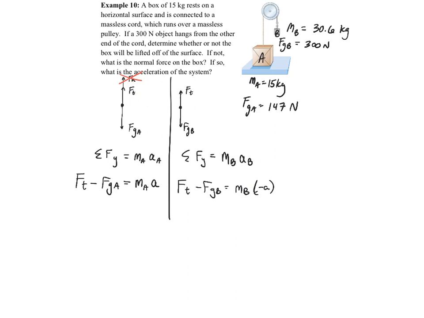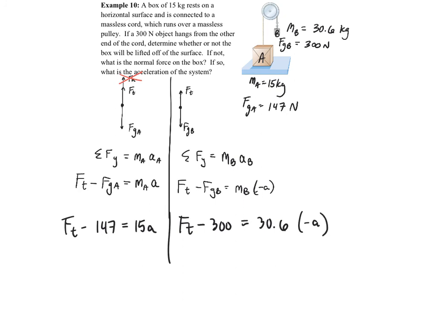Okay, so FGA we know is 147. The mass of object A is 15. FGB is 300. The mass of object B is 30.6. It's a system again. Now, in this system, just like the last system, tension and acceleration are our unknown values. So we obviously answered the question, will it come off the surface? Yes. If not, what is the normal force? We don't have to worry about that because it did come off. If it does, what is the acceleration?